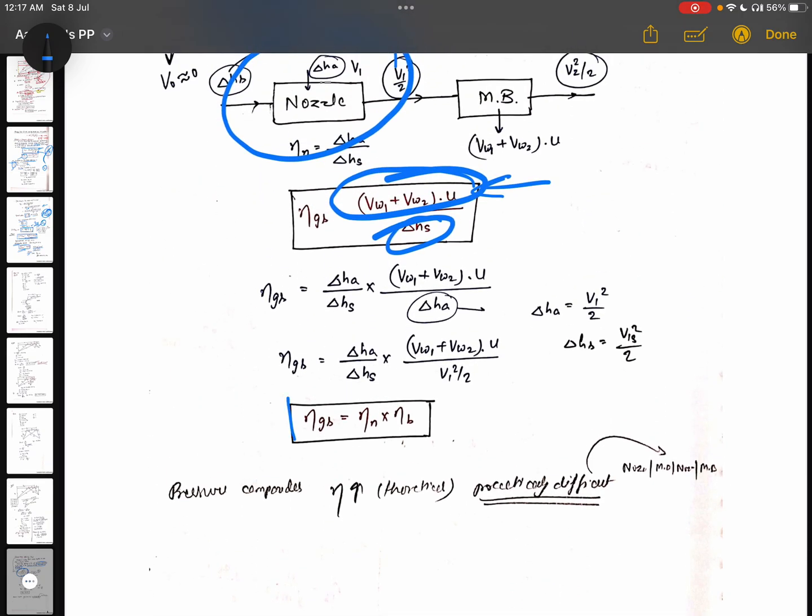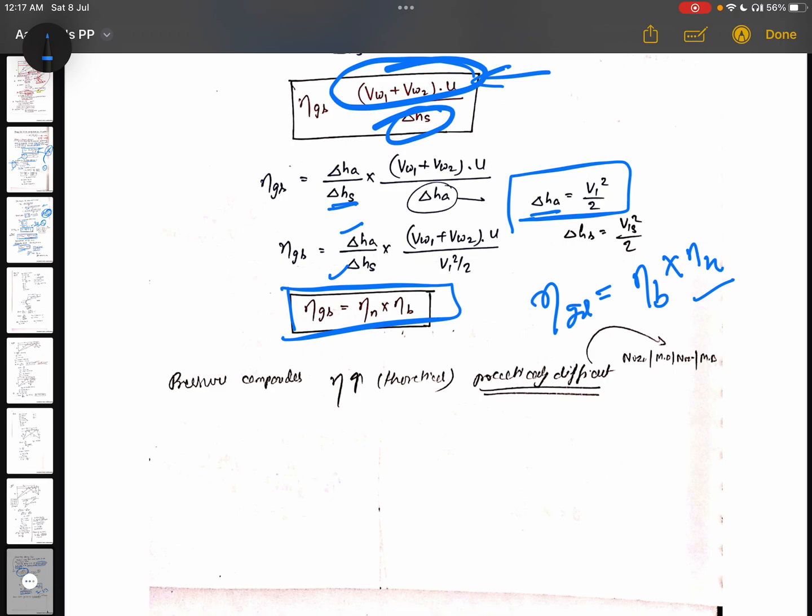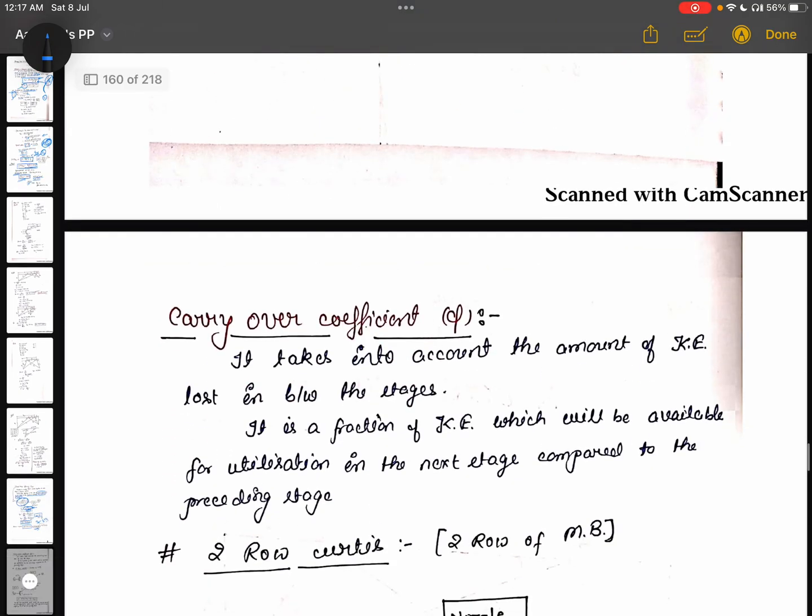For gross stage efficiency, HA will be V1 square by 2, the actual enthalpy drop, and that is the isentropic enthalpy drop. The ratio of actual enthalpy drop to isentropic enthalpy drop is called nozzle efficiency. So gross stage efficiency we will get as blade efficiency into nozzle efficiency. Pressure compounding gives us more efficiency, which is practically difficult because we have to manage the nozzle and moving blade.